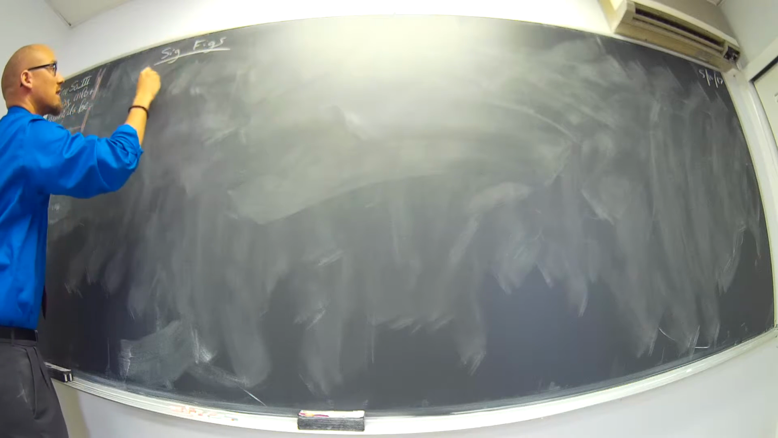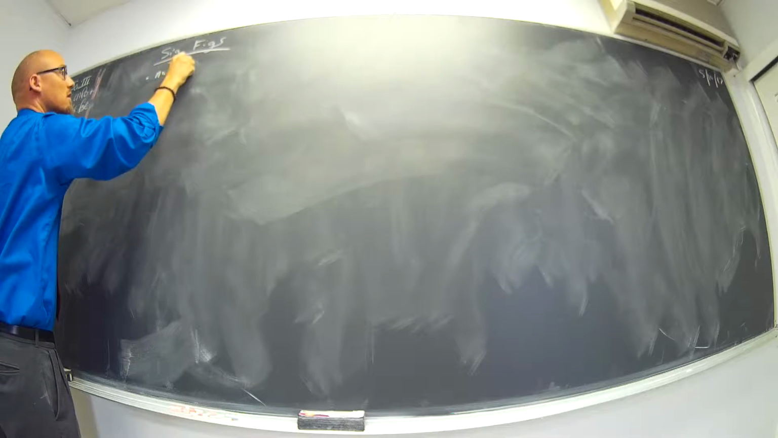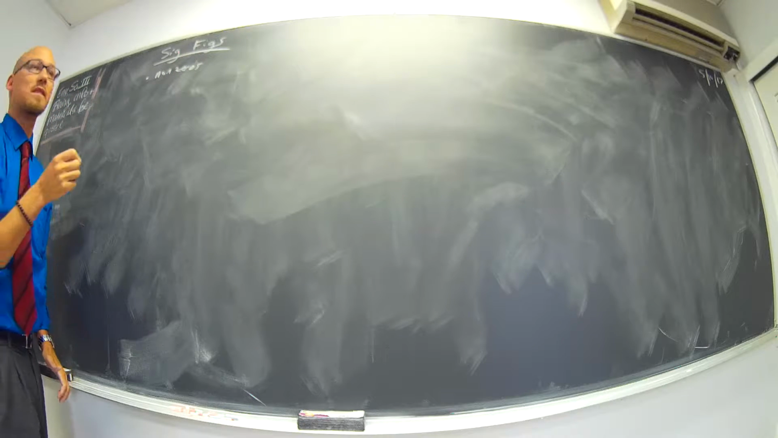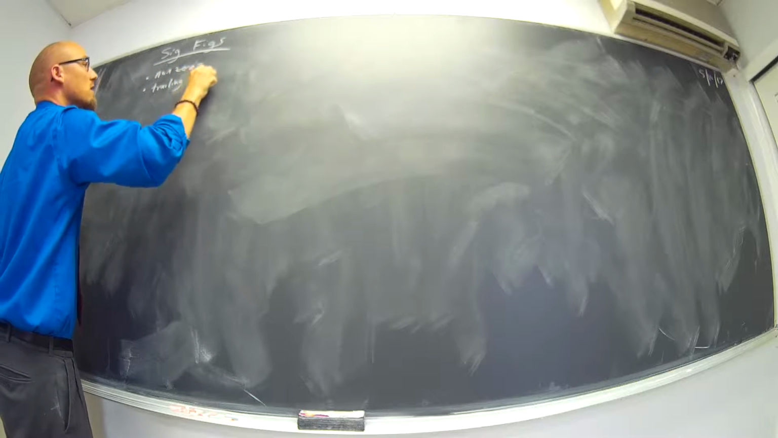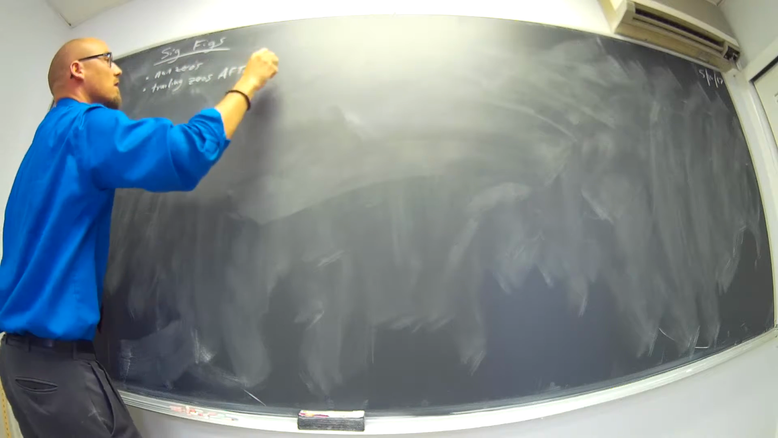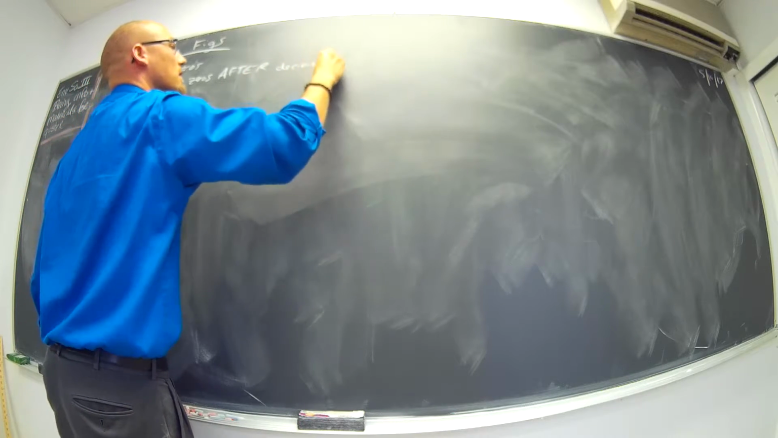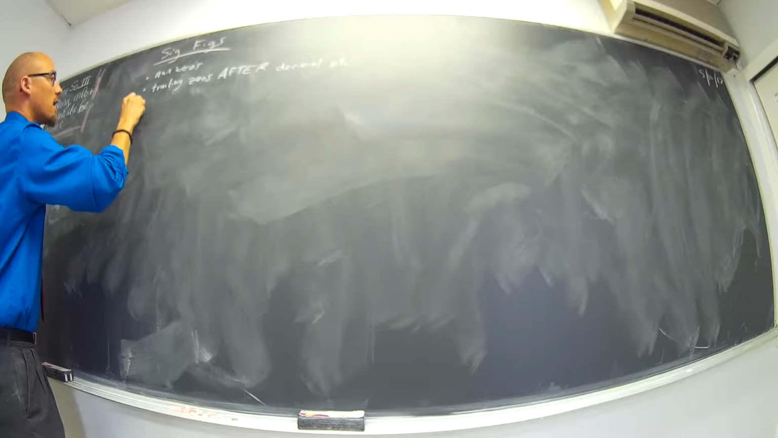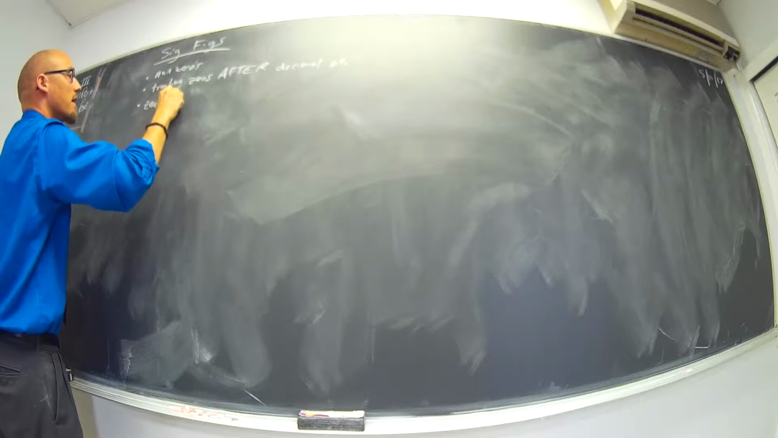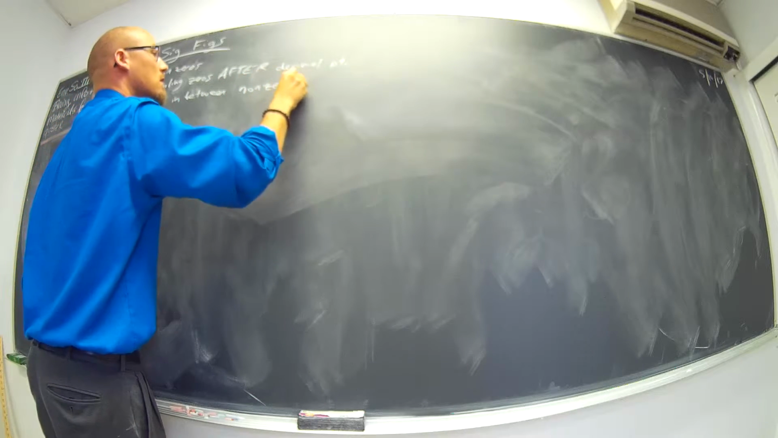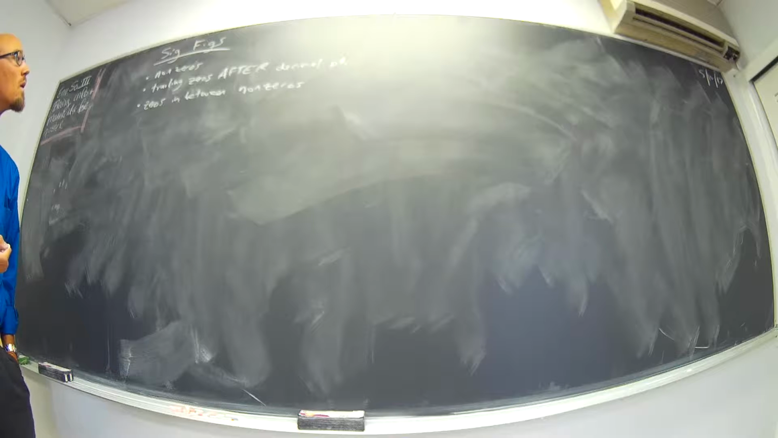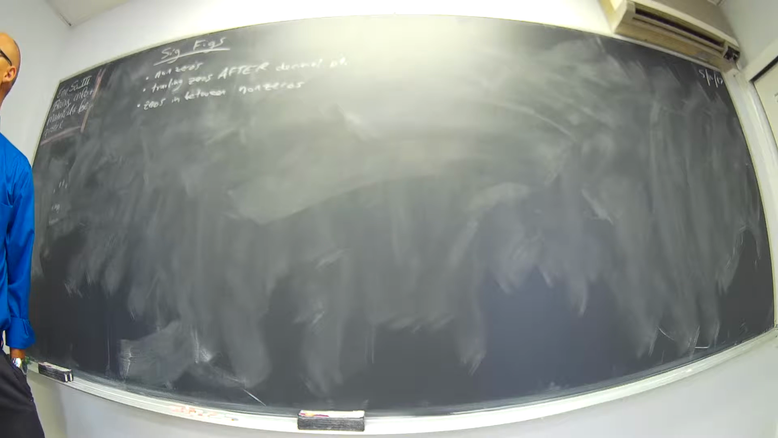Sig figs. We said non-zero numbers matter. We said trailing zeros after a decimal point. We said zeros in between non-zeros. Those are all the significant things, right? I think we got it summarized. Bang, bang, bang. Okay.